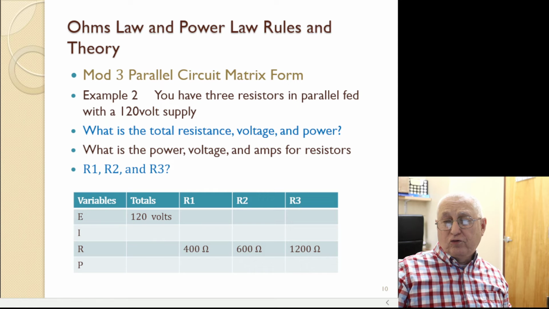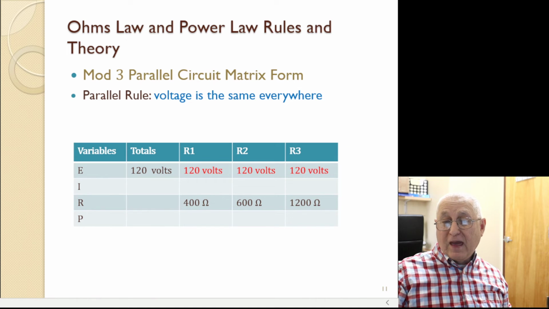You have 3 resistors in parallel fed from a 120 volt supply. What is the total resistance, voltage, and power? What is the power, voltage, and amps for the resistors R1, R2, and R3? Here we have 1200 ohms, 600 ohms, and 400 ohms, and we need to find our total resistance. We also know that this is a parallel circuit, so our voltage is going to be the same everywhere. We can put that in: 120, 120, 120. These rules help us calculate things in this matrix.